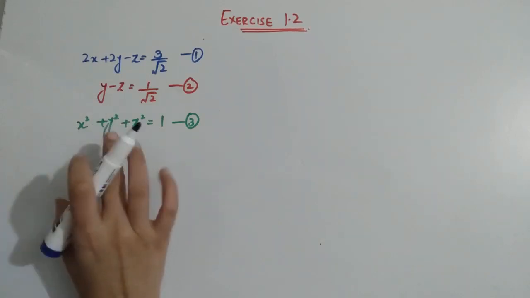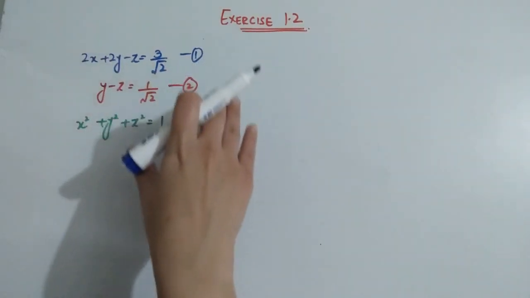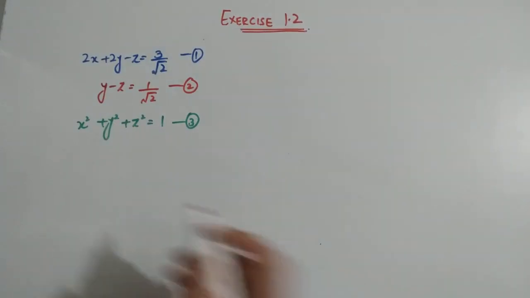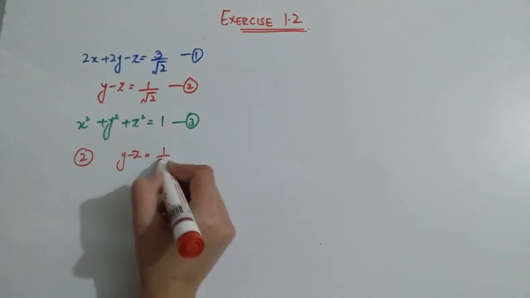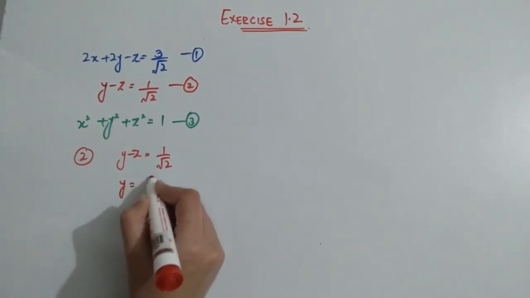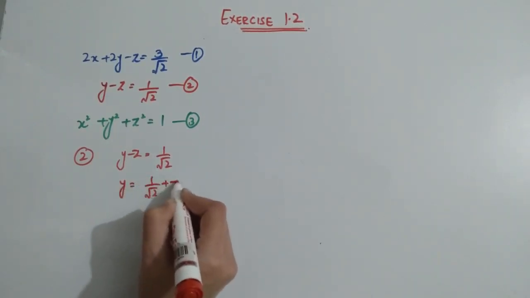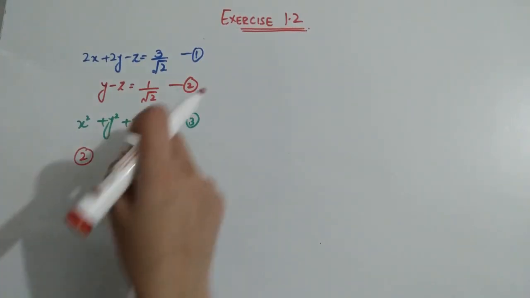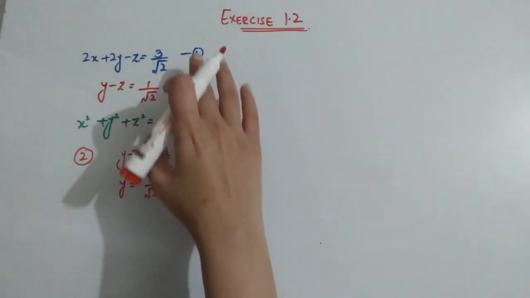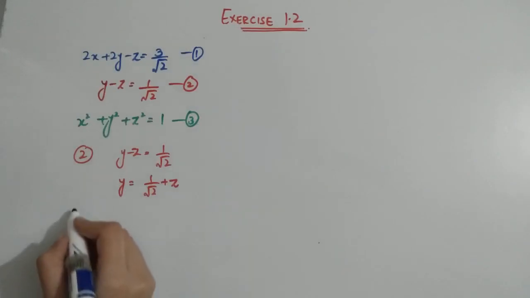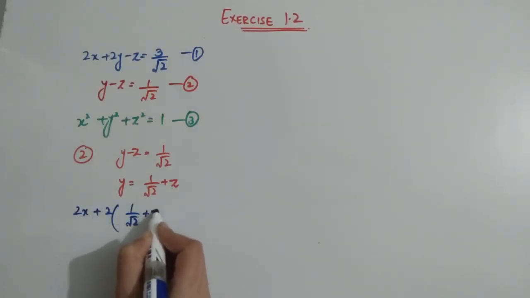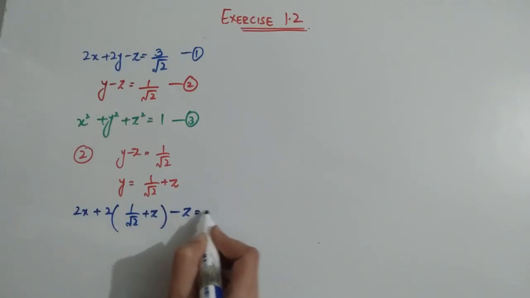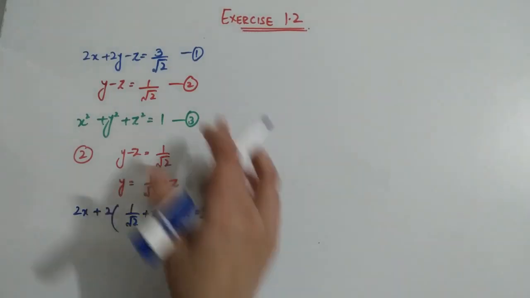And now separating x and y from 1 and 2 in terms of z, you can write from equation number 2, y minus z equal to 1 over square root 2, or you can write it as y equal 1 over square root 2 plus z. Okay, now putting this equation of y in equation number 1, which is 2x plus 2 times (1 over square root 2 plus z) minus z equal to 3 over square root 2.